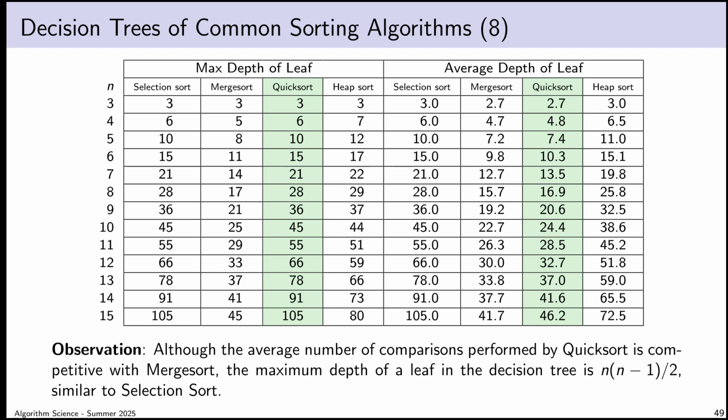Now quicksort is a different story. For quicksort, the average number of comparisons is pretty good. It's competitive with merge sort. But the worst case, so the maximum number, is the same as selection sort. So for that worst case input, let's say when the array is already sorted and the pivot is the first element, quicksort will indeed perform an identical number of comparisons to selection sort. And that is a really stark indicator of the worst case of quicksort.